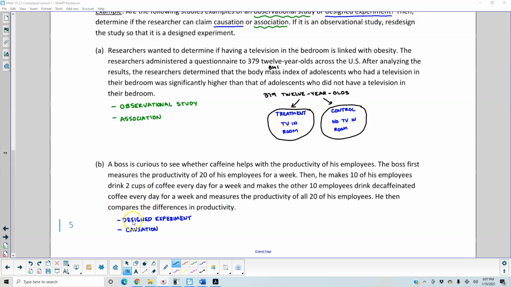In this case, we have a designed experiment that would then have a causation.